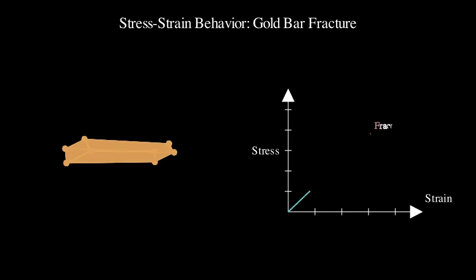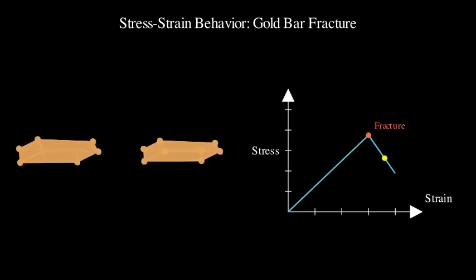Let's say I have a gold bar, and I want to pull it apart until it breaks. On the right, we see the stress-strain curve. As we increase the strain on the material, stress increases up until a critical point where the material breaks, relieving that stress. But where does the break begin?